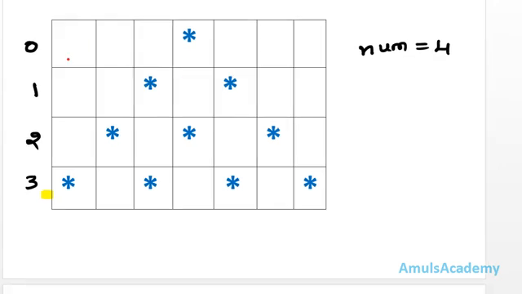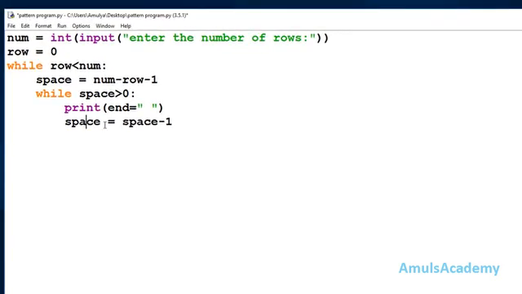Here we use a while loop because in row 0, first we want to print a space here, next print a space here, next we want to print a space here. So here we can see the iteration, right? For this we are using a while loop. So next I'll write space is equal to space minus 1.